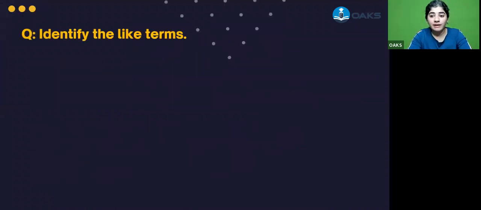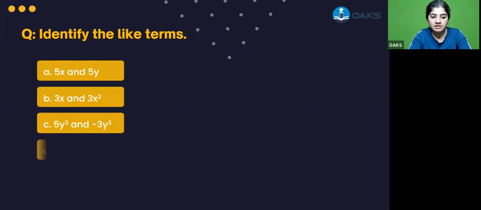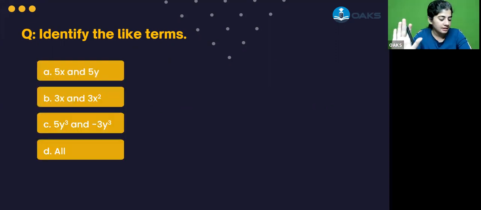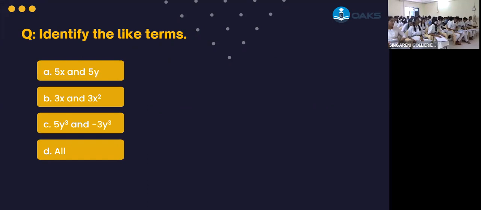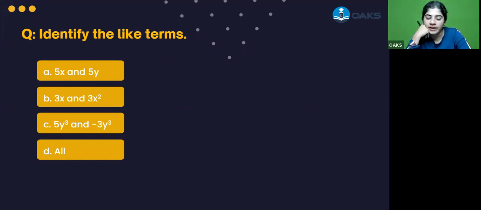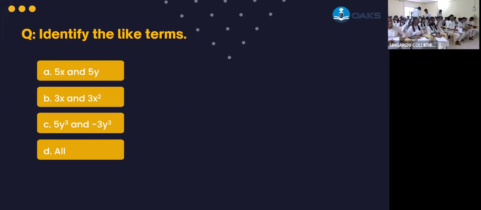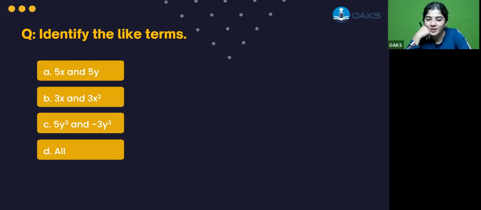Now you have to identify like terms here. So I have these 4 options. Now wait, do not answer. I'll be calling someone. Adarsh is present from school 1. Everybody's laughing. Why? Adarsh is a famous boy in the class. Okay, so let's see how Adarsh will answer this question.